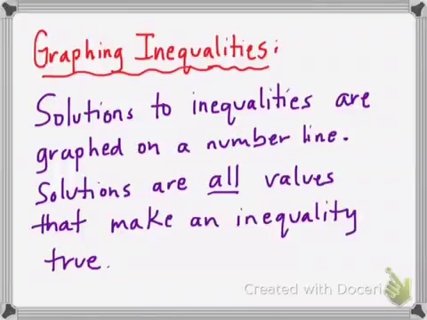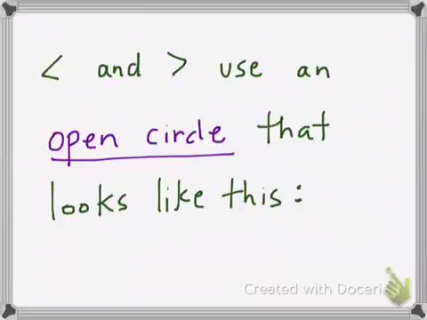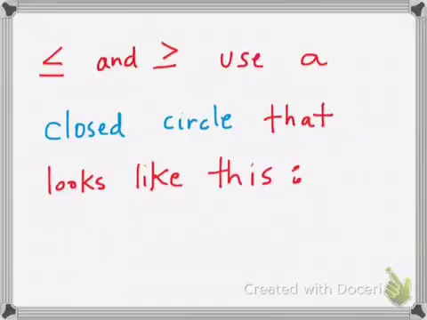Graphing inequalities. Solutions to inequalities are graphed on a number line. Solutions are all values that make an inequality true. Less than and greater than use an open circle that looks like this, and you'll see it once we start graphing on a number line. However, less than or equal to and greater than or equal to use a closed circle that looks like this when we graph the solution on a number line.